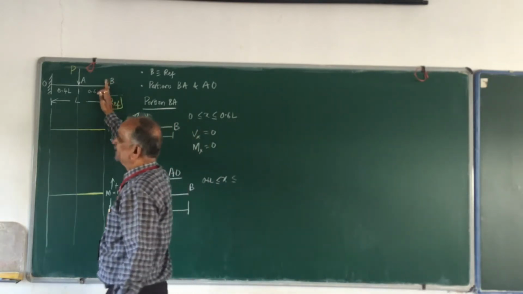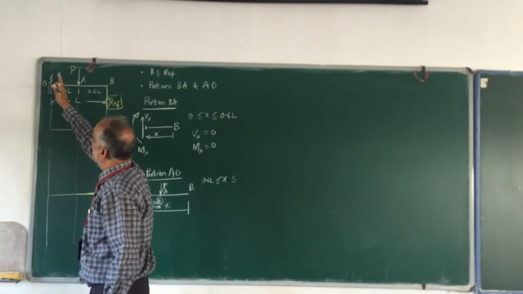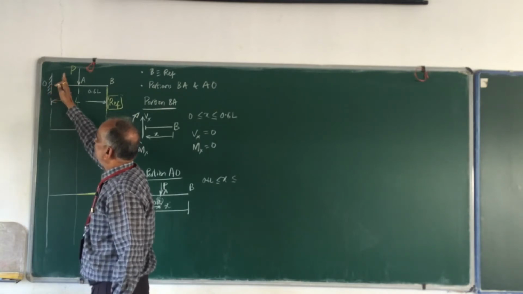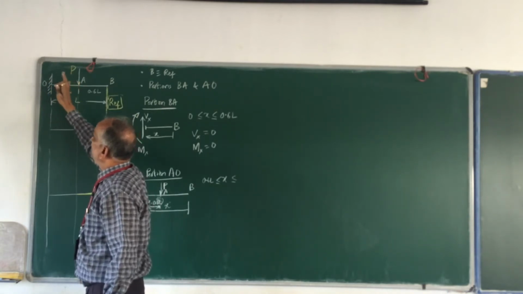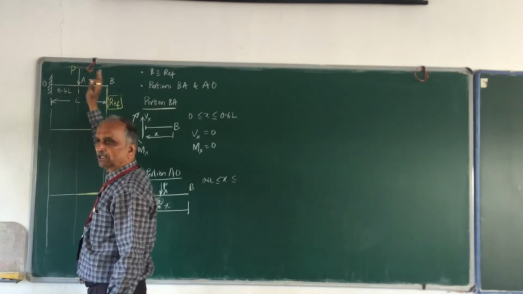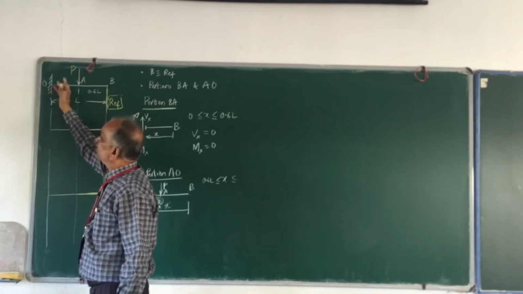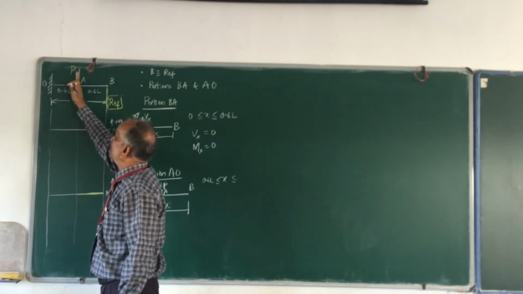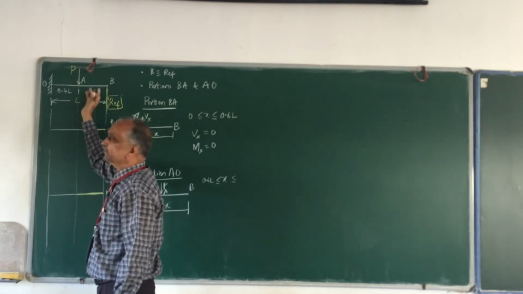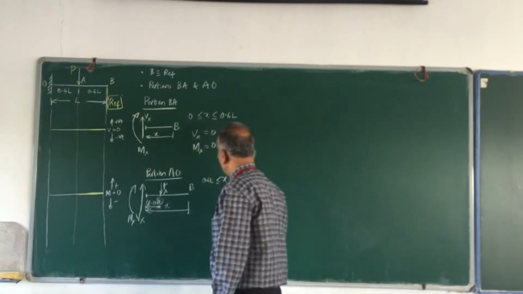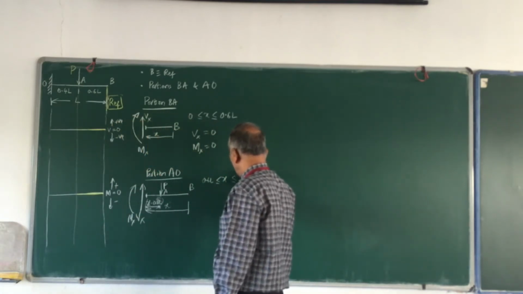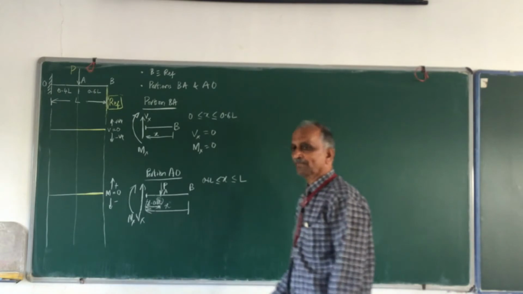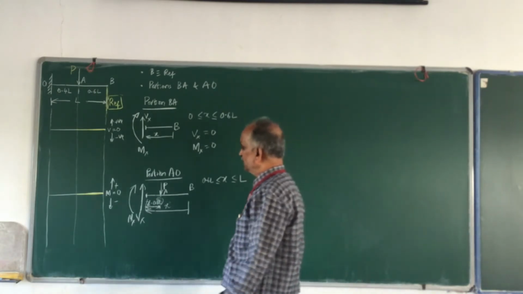Please remember, this is your reference. This is where your section is, and the section you want is always between A and O. It should not come to the right of A, and it should not cross O. And therefore, what is the smallest? It can come up to here. What is the value of x? It is 0.6 L. And what is the largest value of x? That is nothing but L. So therefore, now apply the equilibrium conditions.